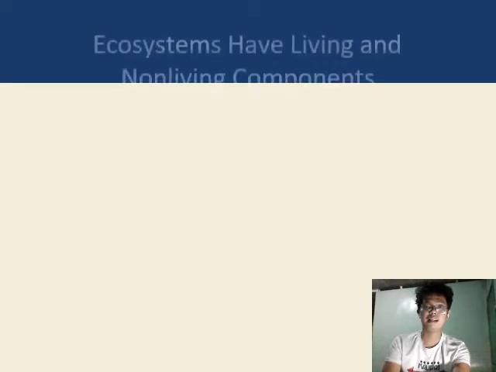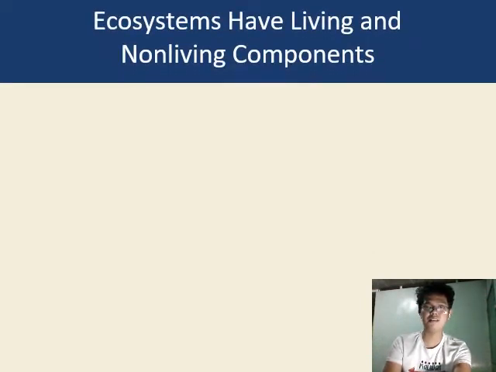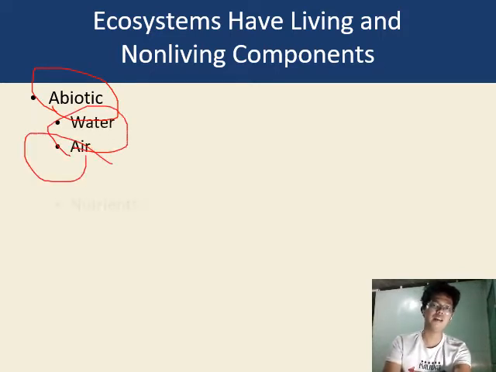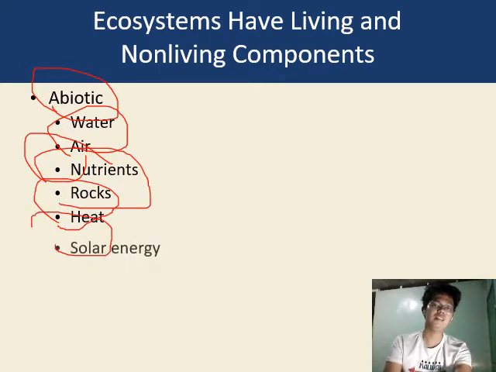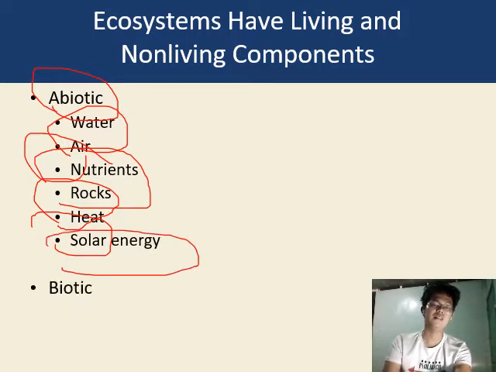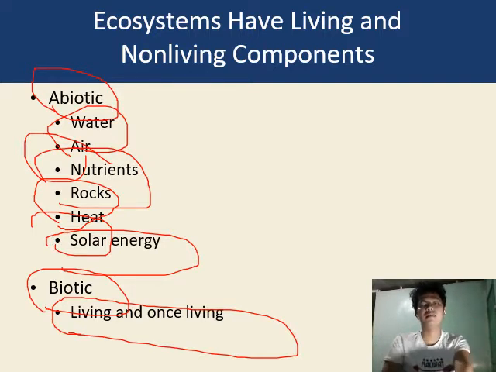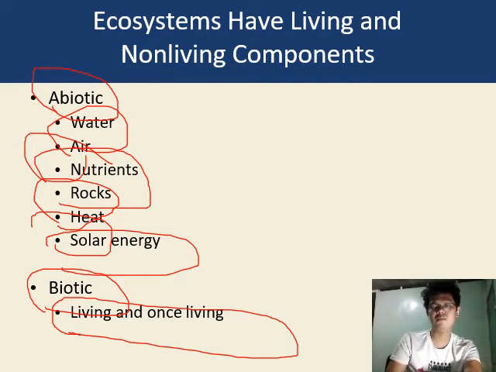Now an ecosystem has its living and non-living components. The non-living, or its abiotic components, are the water, the air, the nutrients, rocks, heat, and solar energy. And then the biotic ones, we have the living and those decayed or organic matter. Living could be a plant, an animal, a human, and even fungi, bacteria, and even viruses. So these are the abiotic and biotic components of an ecosystem.